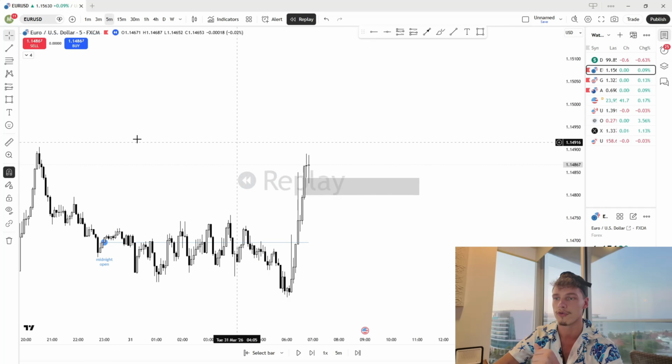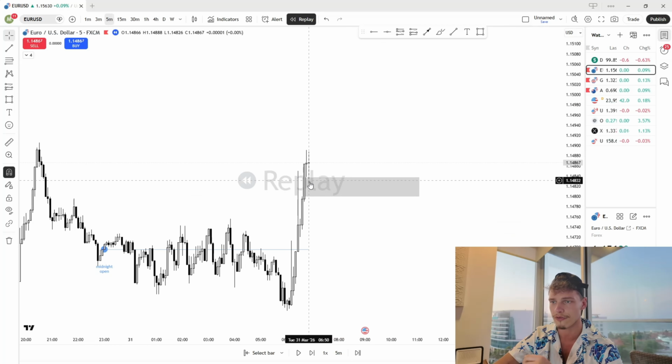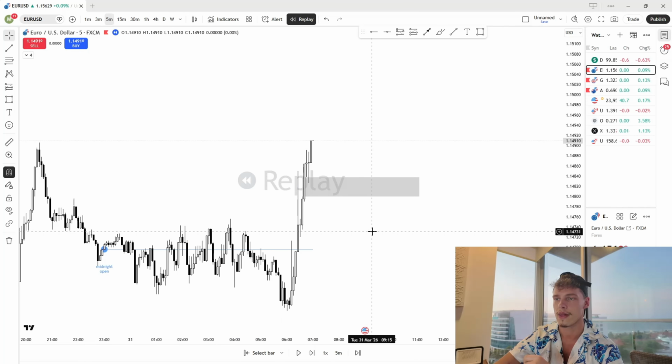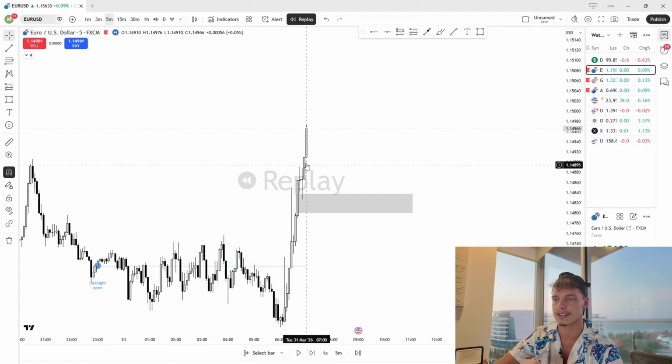So as you can see here, we form a nice fair value gap, we wait for a tap into it, and we wait for it to close above. We're not going to be entering just yet. We're going to be entering on the next candle that opens up. So if I press play right now, what you do now is you enter on the open of this candle that just opened.